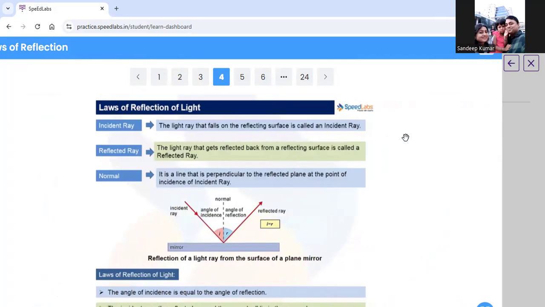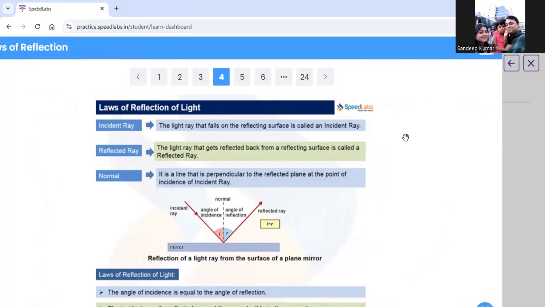Next, children, and the same thing you can see. This is the mirror, incident ray, reflected ray. This is the normal. Okay, this is the angle of incidence, the angle made by the incident ray and the normal, and the angle of reflection, the angle made by the reflected ray and the normal.